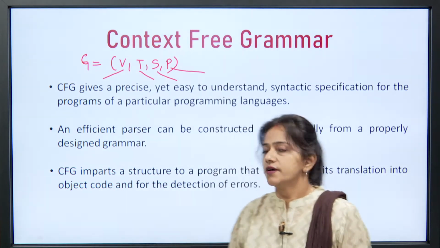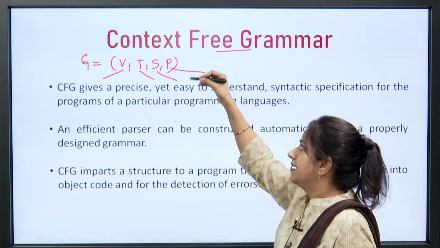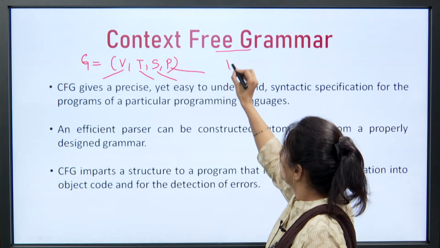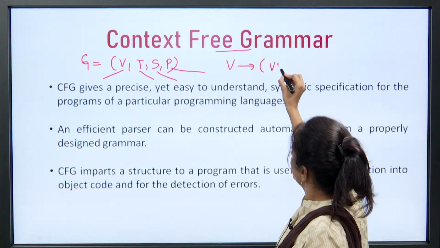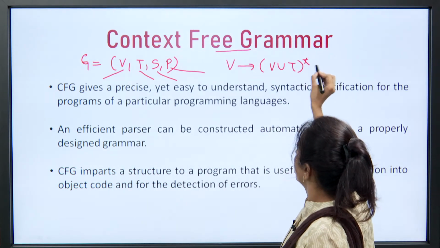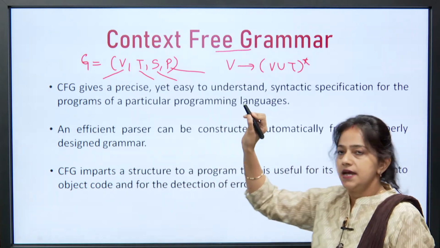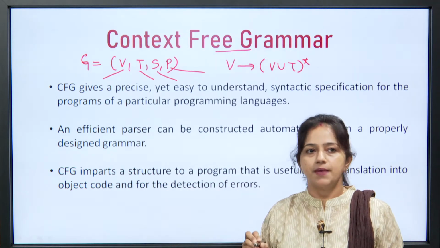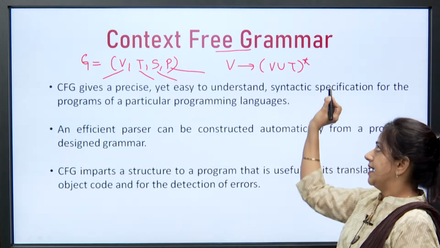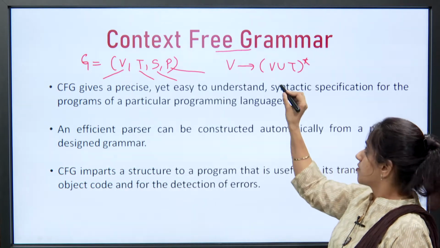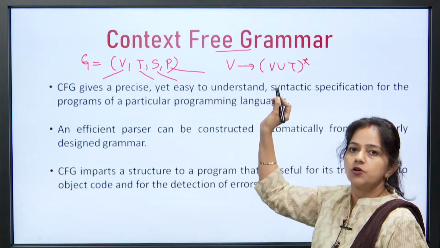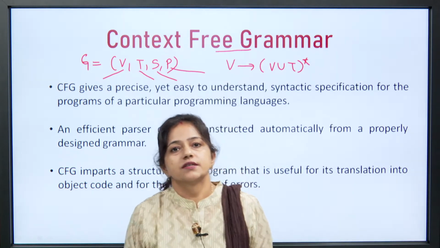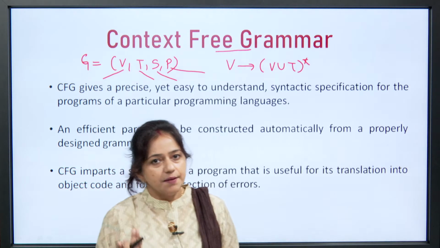Here we are focusing on context free grammar, and in context free grammar a production rule is written like V to (V union T) whole star. This is a production rule. It means on the left hand side of the production exactly one non-terminal may appear, and on the right hand side of the production any string of terminals or non-terminals may appear. So, in syntax analysis we use context free grammar to describe the grammar.